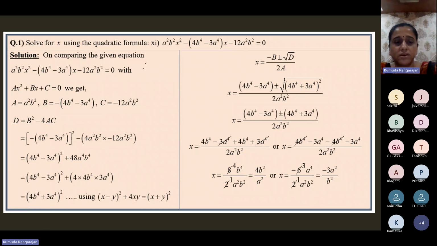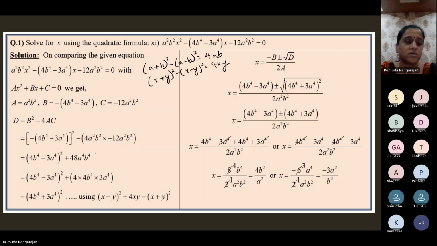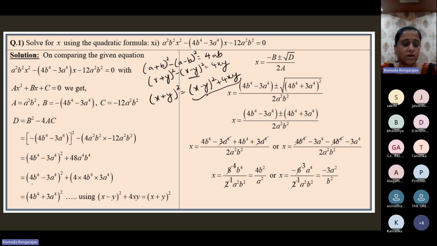See, this is the identity. A plus b the whole squared minus a minus b the whole squared is equal to 4ab. So here we have x plus y the whole squared minus x minus y the whole squared is equal to 4xy. So here we have x minus y the whole square, and plus 4xy. So transpose this. X plus y the whole squared is equal to x minus y the whole square plus 4xy. This is what you see here. X minus y the whole square plus 4xy is x plus y the whole square.